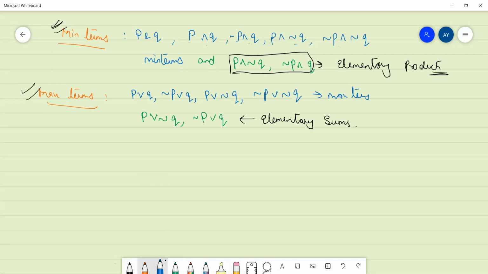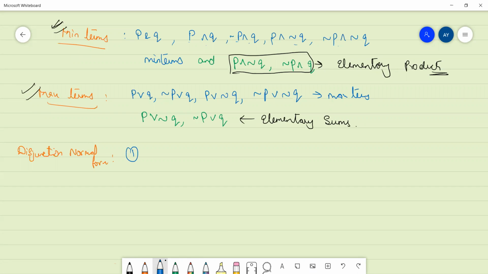The next definition is disjunction normal form. So what is disjunction normal form? There are three steps which are required to obtain the disjunction normal form through algebraic manipulation. So there are three steps to solve this.